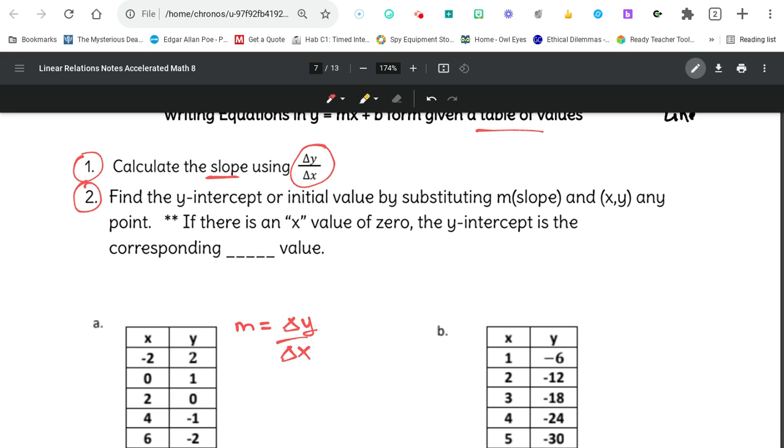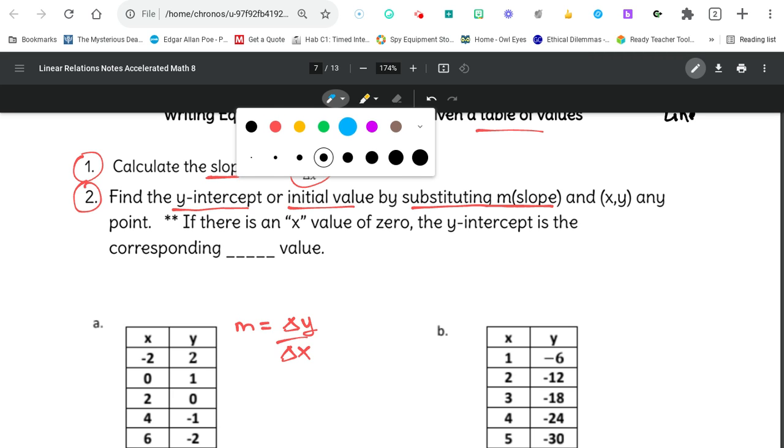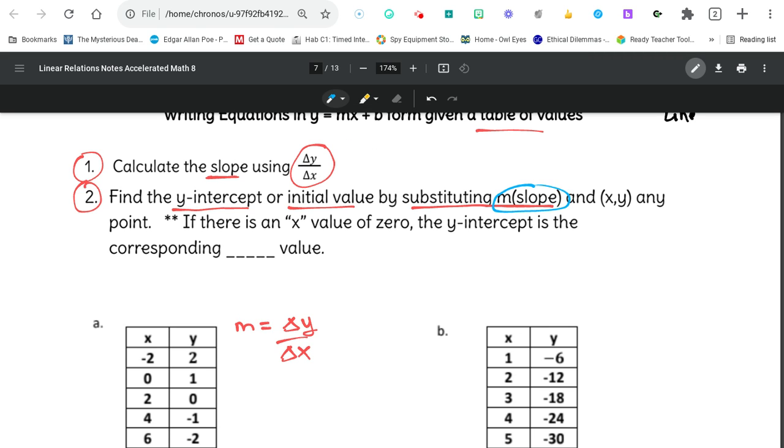And secondly, you're going to find the y-intercept or initial value by substituting your m. You're going to substitute your m and some point, okay? Any point. I don't care which point you choose, just pick a point. And then it says if there's an x value equal to 0, the y-intercept is the corresponding y value. So that's an important thing I need you to remember.